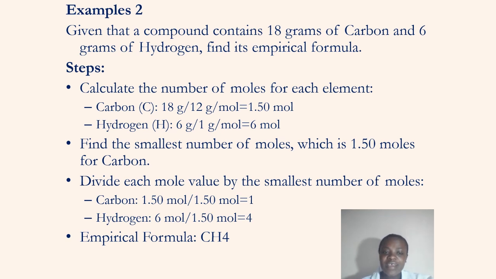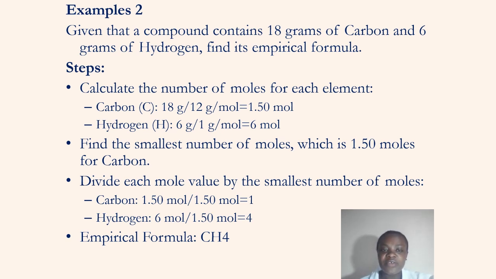So again, now we can combine carbon, that is C, with 1, and hydrogen has a ratio of 4. So this one will be CH4. So that is also a hydrocarbon, and that is the formula. So this 4 here represents the number of hydrogen atoms in that compound. So you can see how easy it is to get the empirical formula.